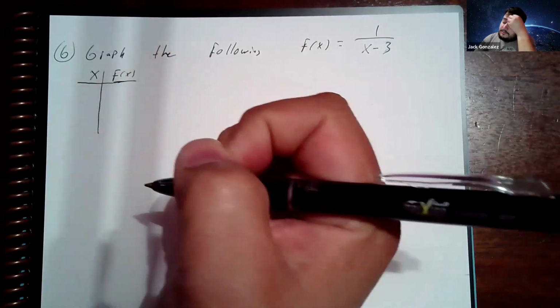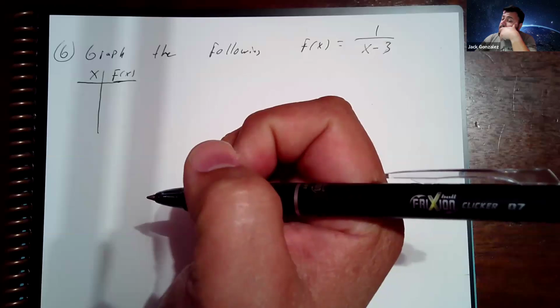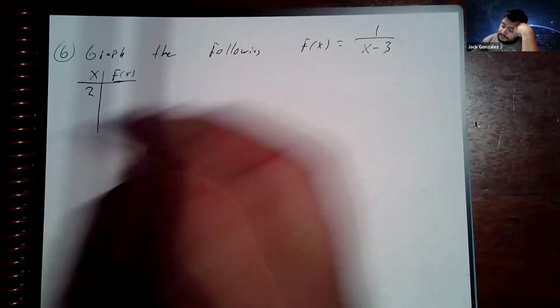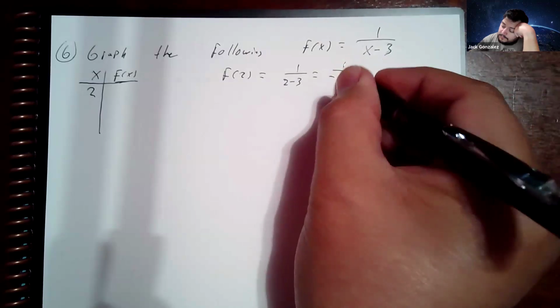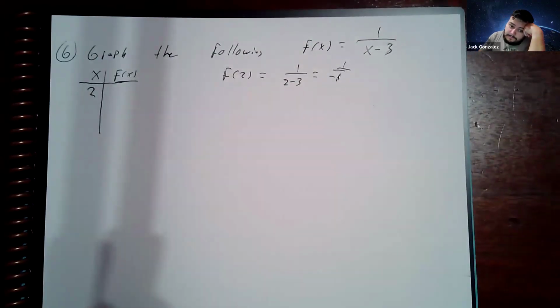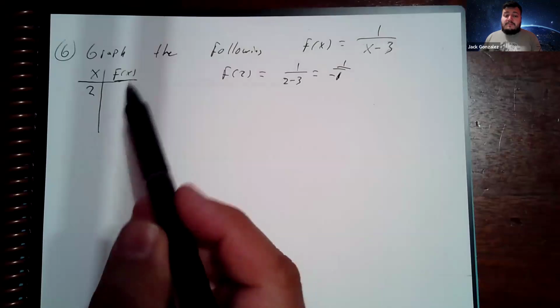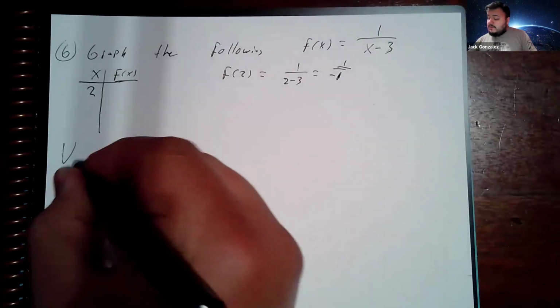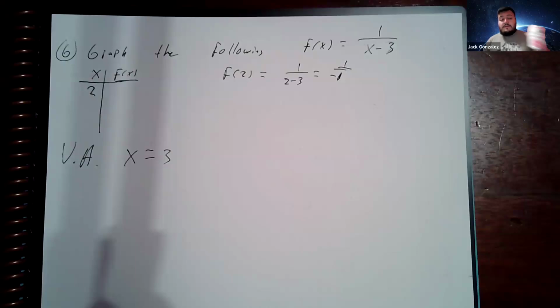If I plug in 0, I think it's just going to be fractions. 2 would be good, because f of 2 would be 1 over 2 minus 3, which is negative. You pick anything you want. We're just putting points because it said pick 2 points on either side of the asymptote, right? The asymptote, let's call it VA, is x equals 3. So anything after 3 or before 3 is fine.